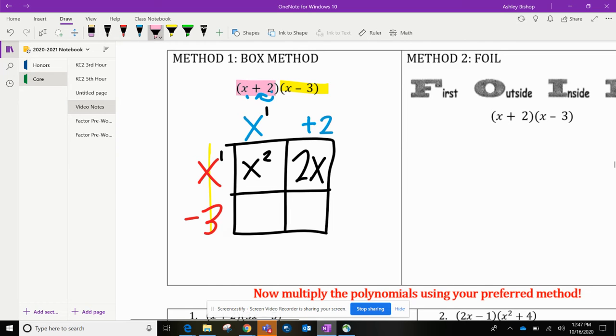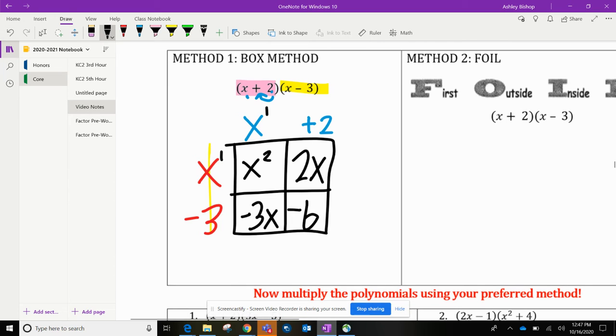Now I'm going to multiply negative 3 times x to put the answer here. And negative 3 times x is just negative 3x. And then lastly, I'm going to do negative 3 times 2 and put my answer here. Negative 3 times 2, make sure you use your calculator, is negative 6. Alrighty, so once you have your box filled out, that looks like a 6, let me fix that, negative 6.